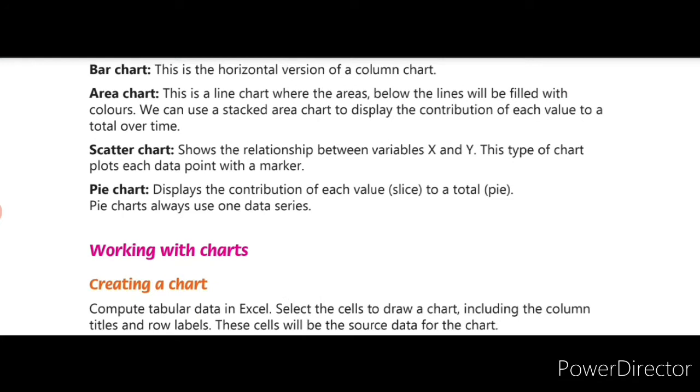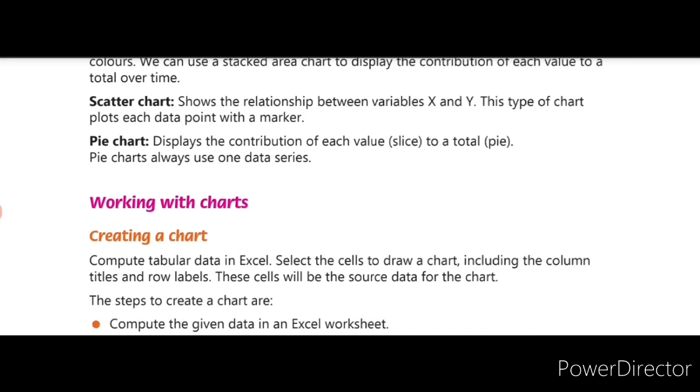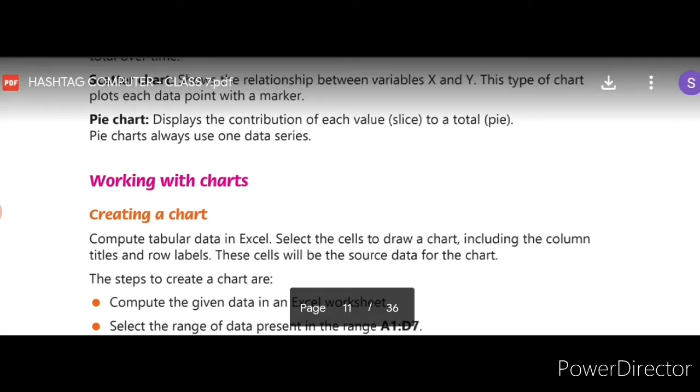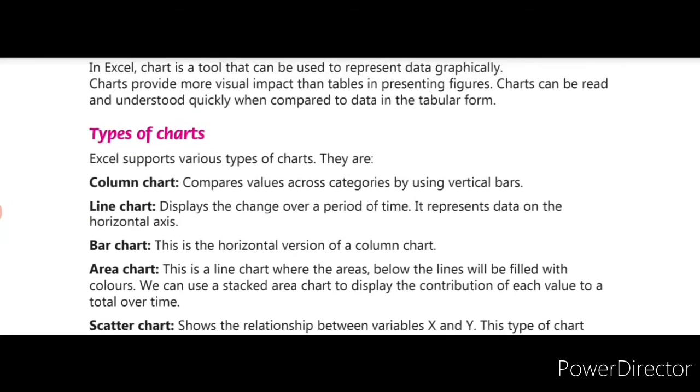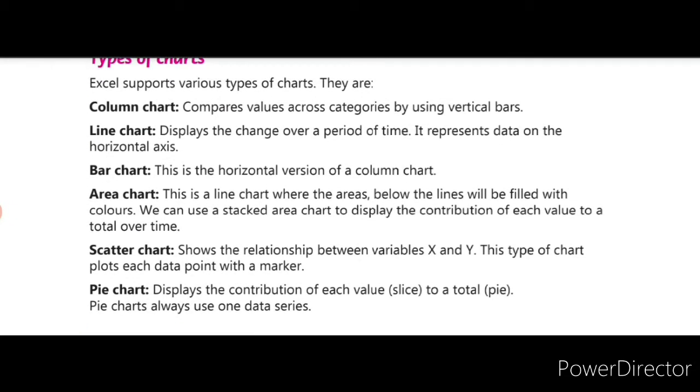It shows the relationship between variables x and y. While using a scatter chart in Excel, we mention the relationship between the two variables x and y. This type of chart plots each data point with a marker. So what is a pie chart? It displays the contribution of each value, which is nothing but a slice, to a total pie. A pie chart always uses one data series. So these are the various types of charts available in Excel. How many? Six types of charts.